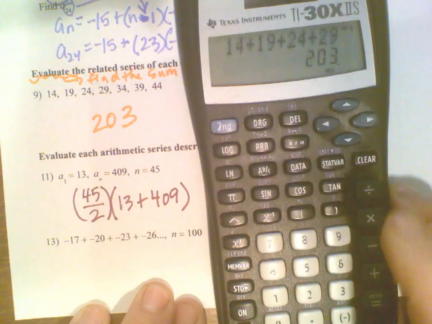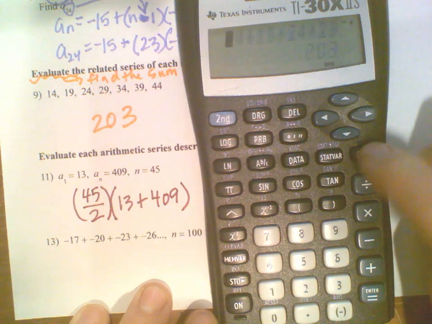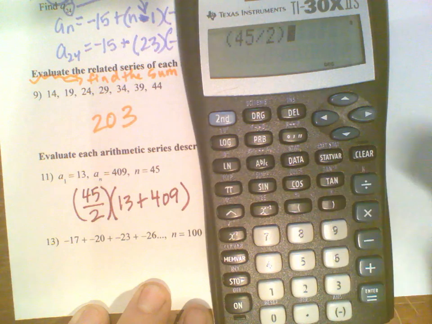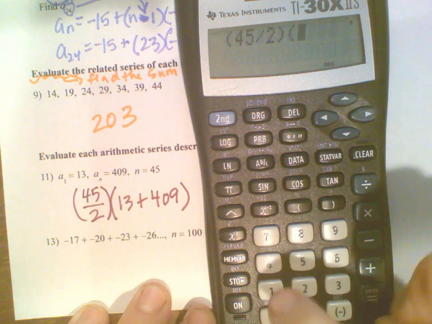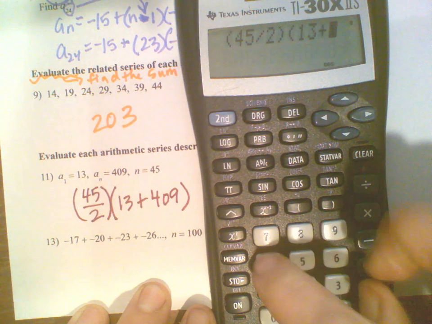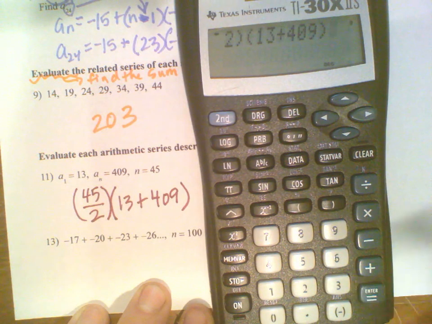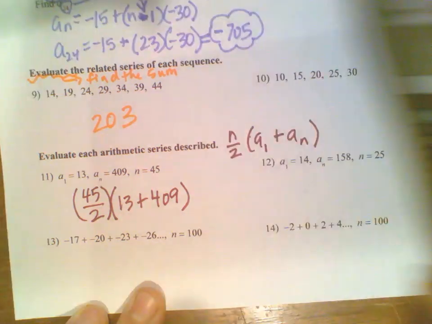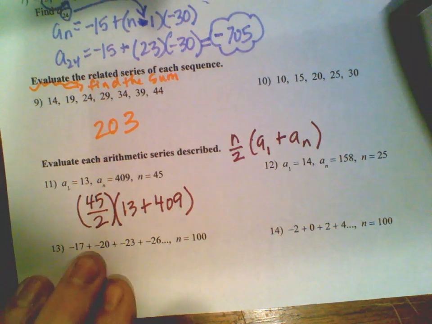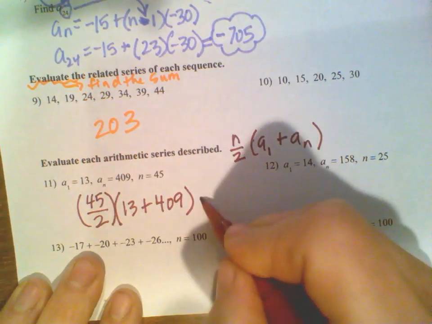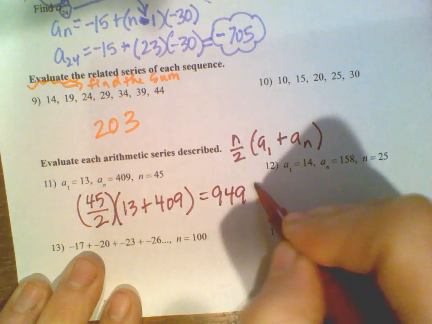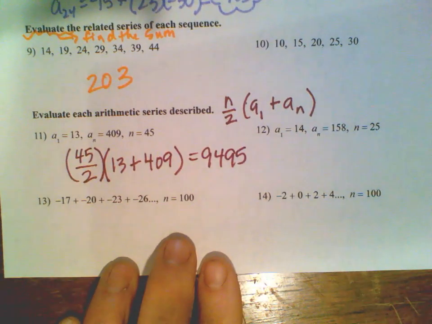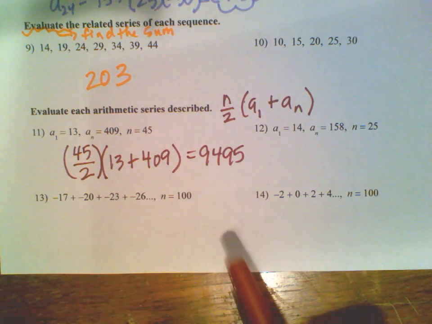Especially if I'm using my phone, order of operations doesn't always follow. So I'm going to go parenthesis 45 divided by 2, end parenthesis. Then I'll open another parenthesis, 13 plus 409. End the parenthesis on that one, and I'll get my answer, 9,495. 9,495. Okay.